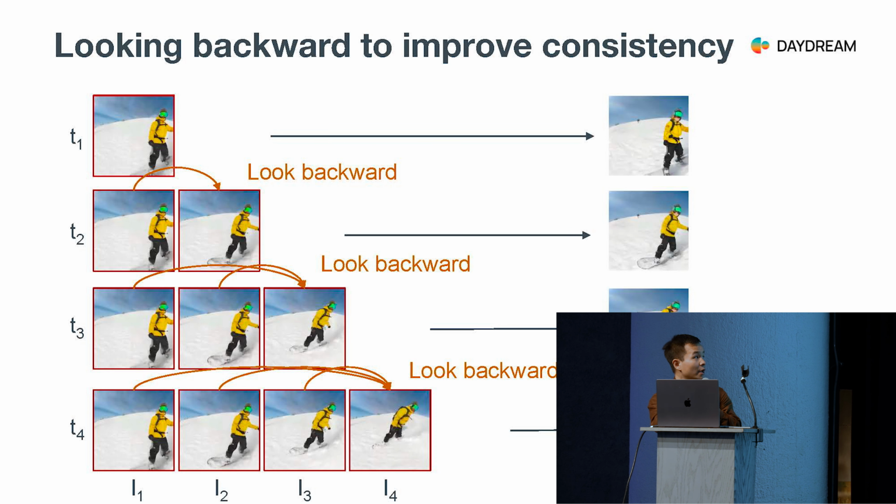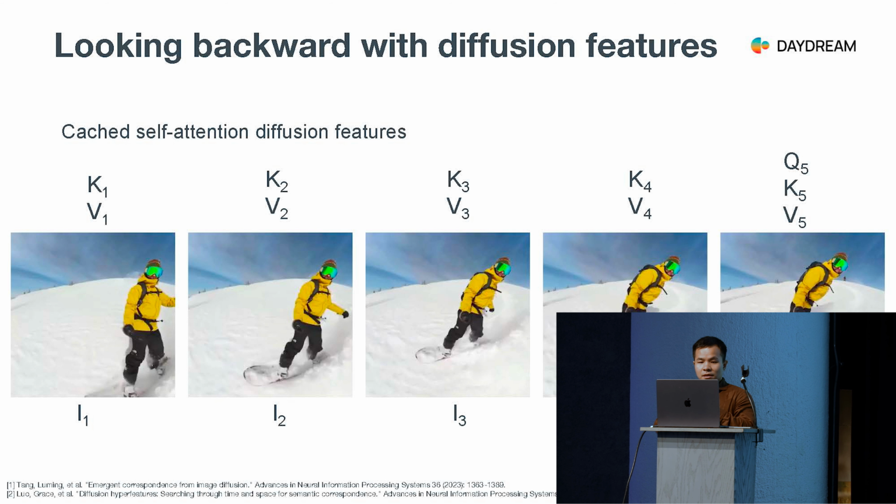So the basic idea is, when we generate the first frame, I1, we get the output. When we are generating the second frame, I2, we want the model to look at how we generated the first frame. By looking backward at how we generated the first frame, you can draw some links to get a better consistency. For the third frame, we look at how we generated the first and second frames, and then get a third frame that is more consistent with them. That's the key idea.